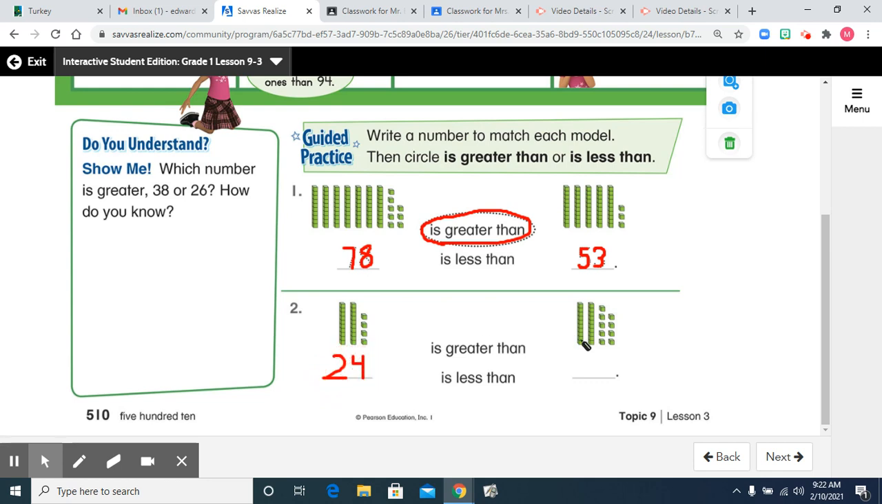Okay, next one, count by tens. 10, 20, now by ones. 21, 22, 23, 24, 25, 26, 27, 28, 29.